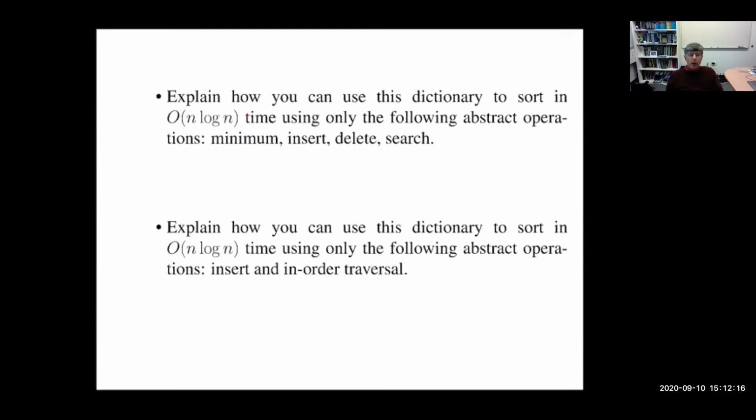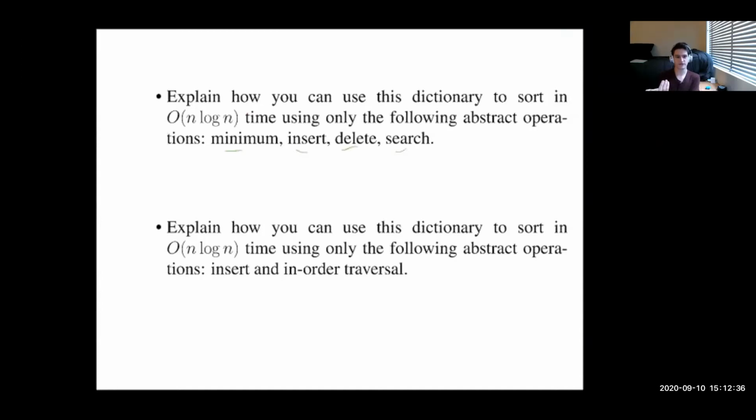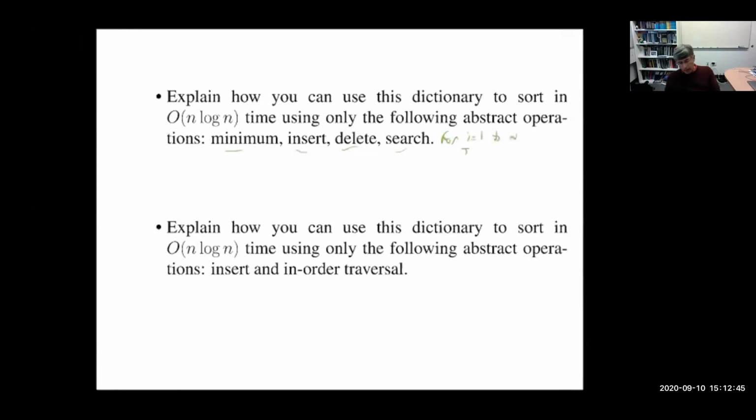Let's try another way of doing it. Here I'm going to allow myself minimum, insert, delete, and search. How do I use these operations to sort? You would build the tree in the same way by inserting each node, and then afterwards, for i equals 1 to n, insert a sub i.